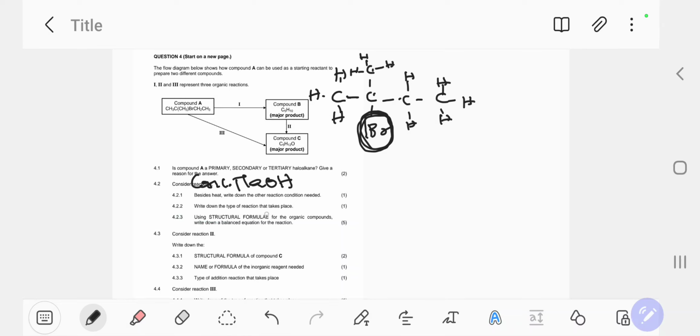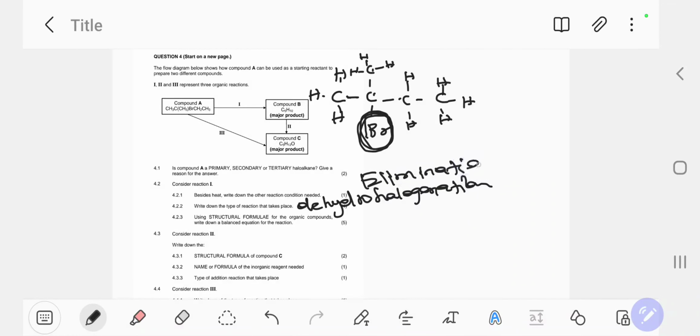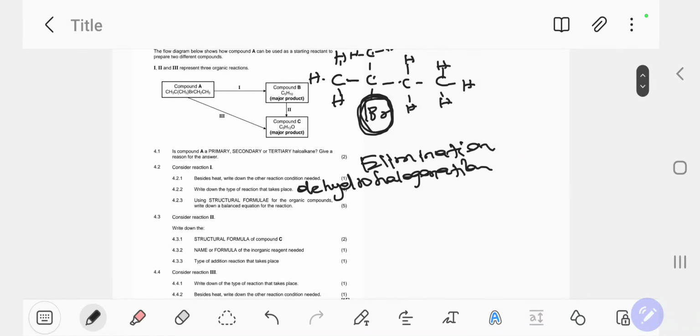4.2.2, write down the type of reaction that takes place. For number 1, the type of reaction taking place, guys, is going to be your halogenation. And the question is not so specific. Even if you write elimination, you're still going to get the right answer. Using structural formulae for the organic compounds, write down a balanced equation for reaction 1 there.